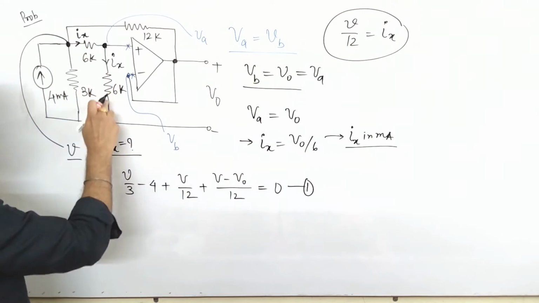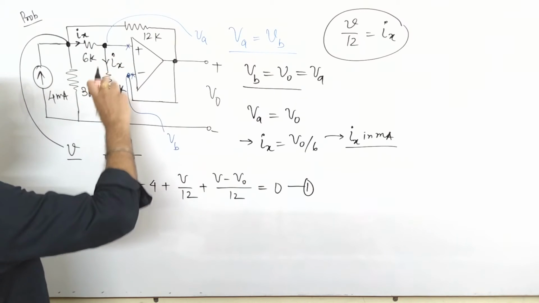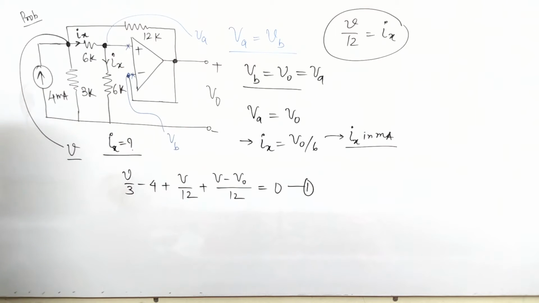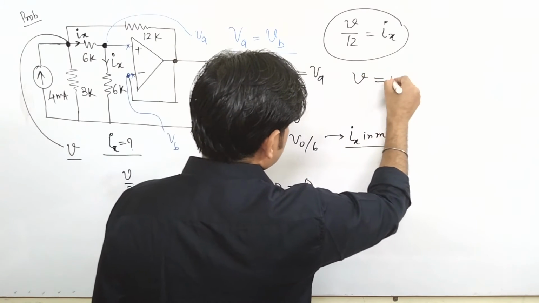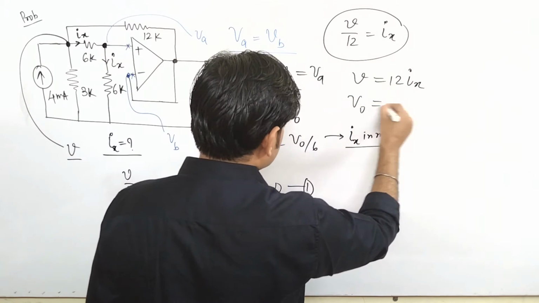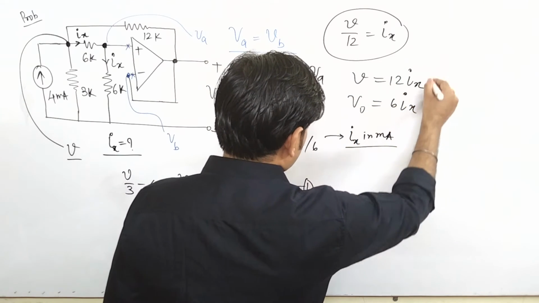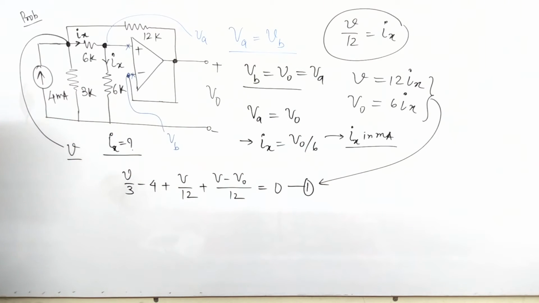This potential upon the sum of these two resistances, that is 6 plus 6, that is 12, is basically your Ix. Or you can say V naught by 6 is also your Ix. So from here we have to just replace the value of V as 12 Ix and the value of V naught as 6 Ix, and put both these values here and get the answer.